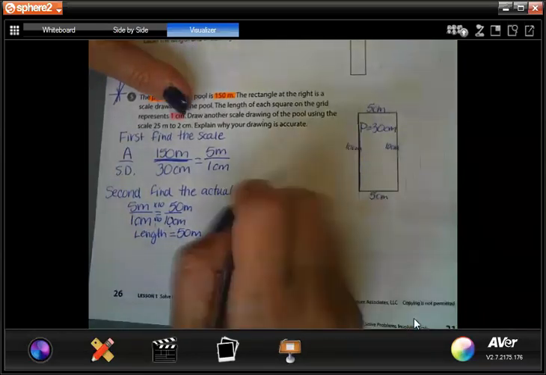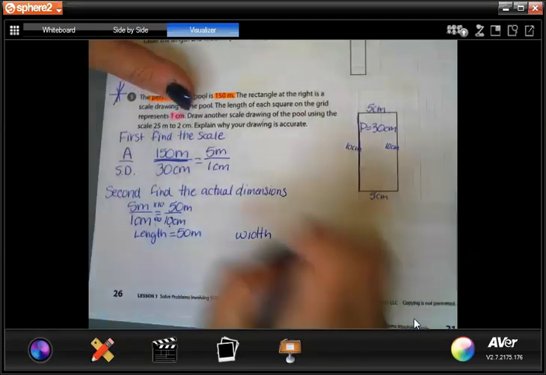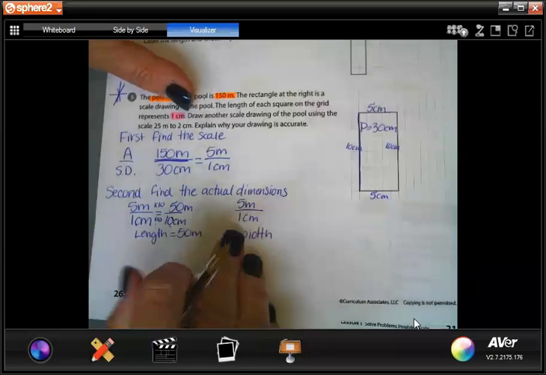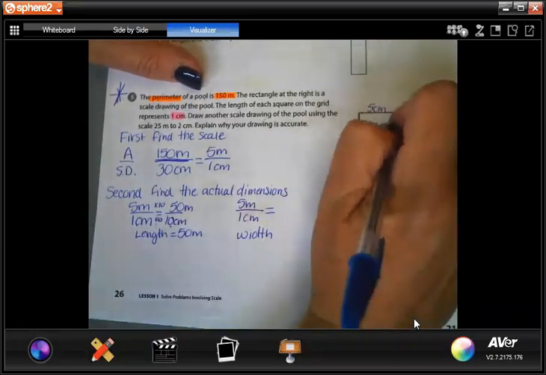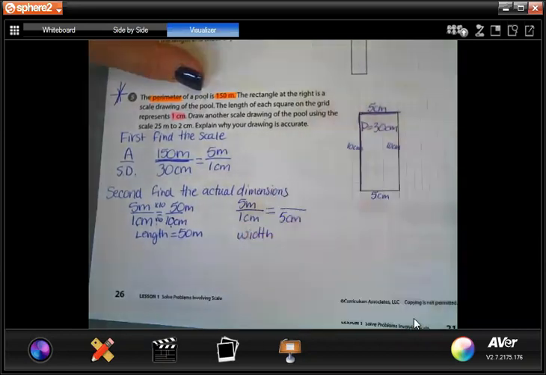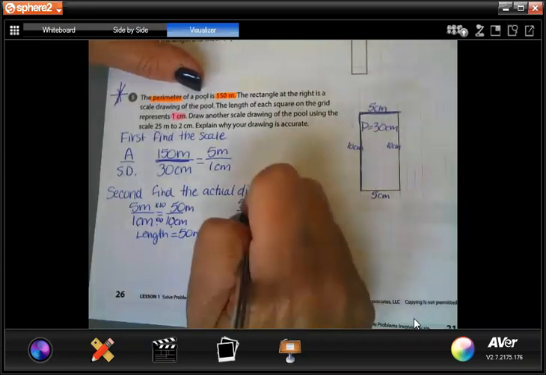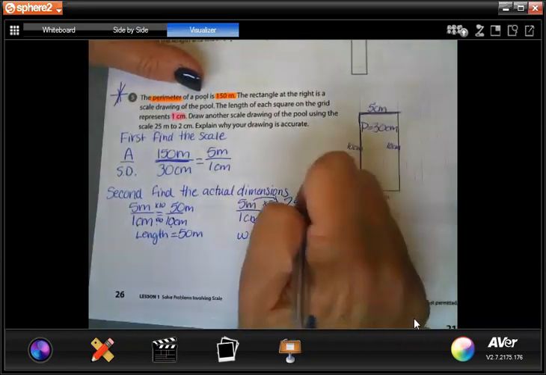Okay, now let's find our width. So 5 meters is to 1 centimeter. That's our scale. And our width is this piece right here, which is 5 centimeters. So 1 times 5 is 5, so 5 times 5 is 25 meters. So there's our width.